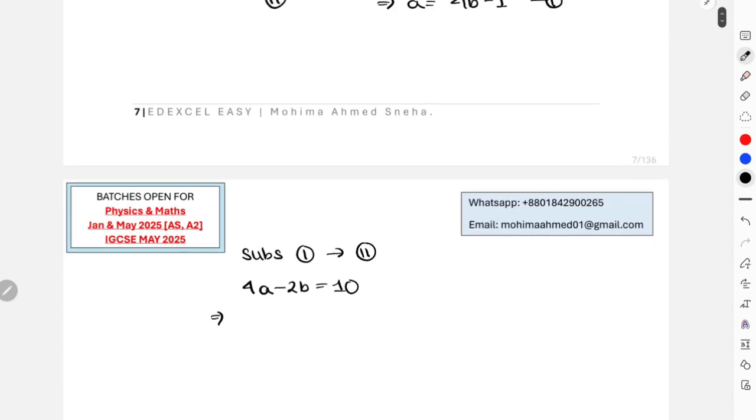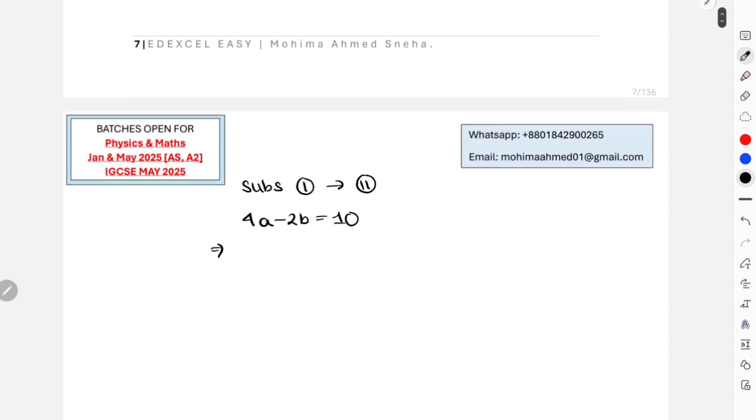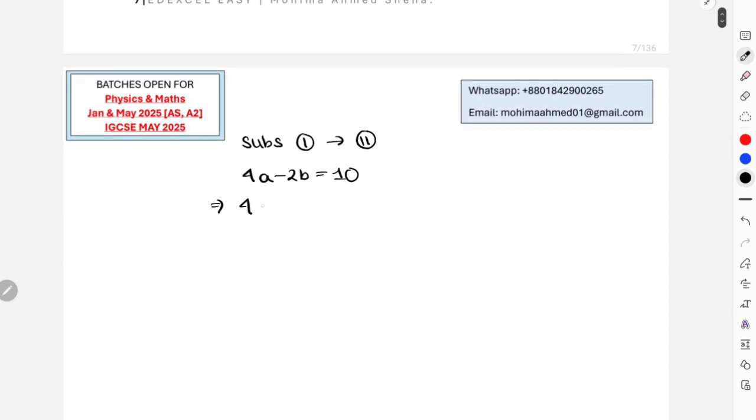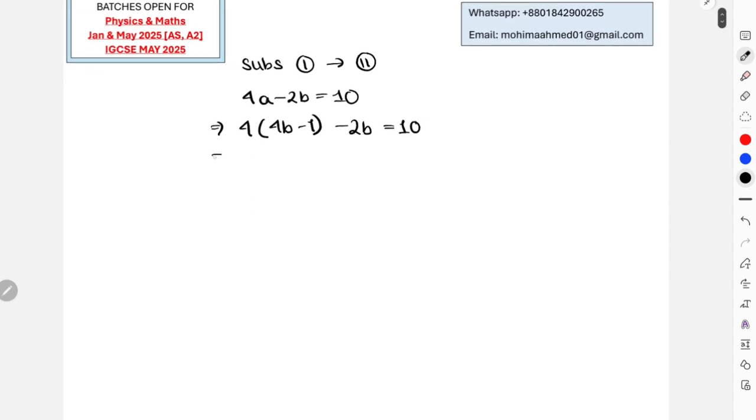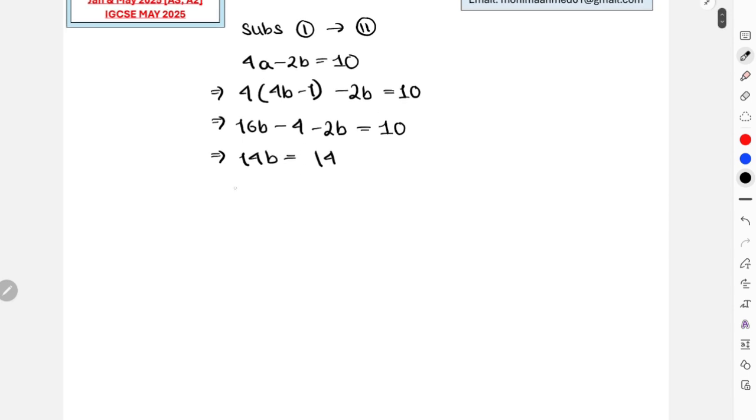Equation 2 was 4A minus 2B equivalent to 10, and A is 4B minus 1. So instead of writing A, I will now write 4 multiplied by 4B minus 1. So 4 times 4B minus 1, minus 2B equals 10, and now you have 16B minus 4 minus 2B equals 10, which is 14B over here. 14B equals 14, if you take this 4 to the right hand side. So eventually the value for B turns out to be 1.